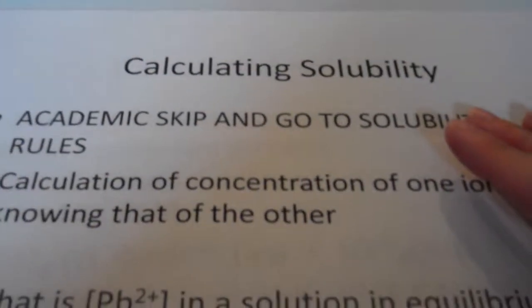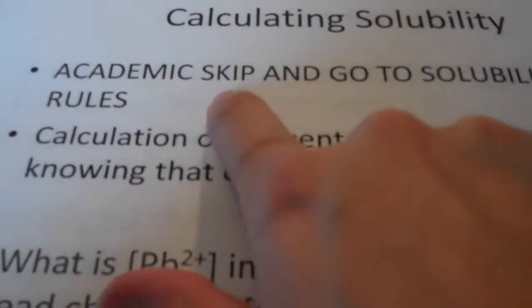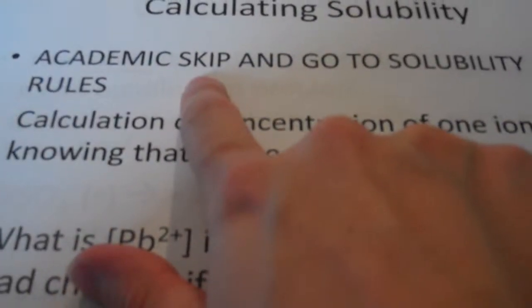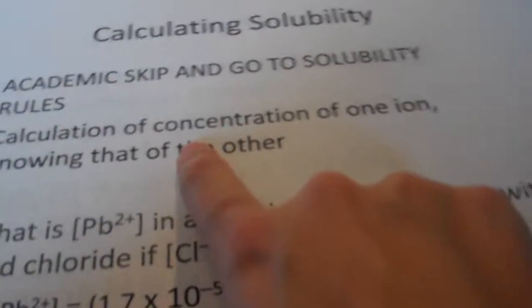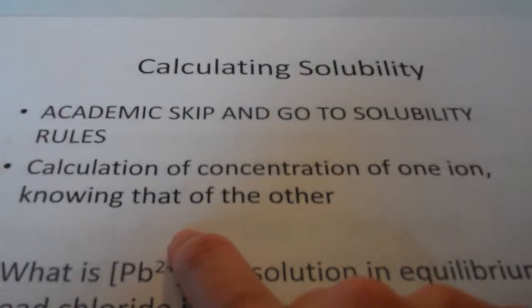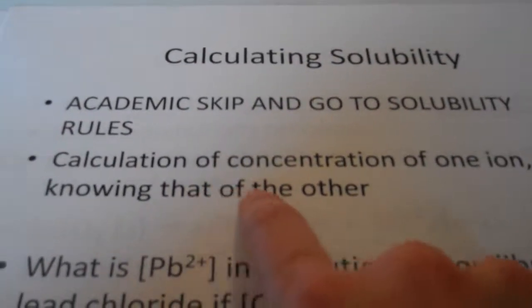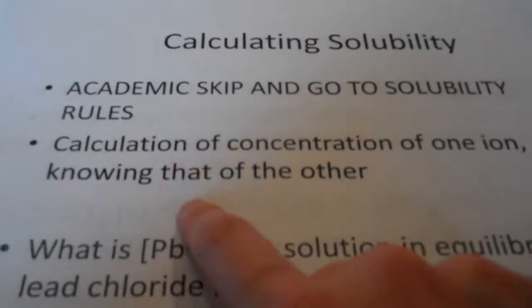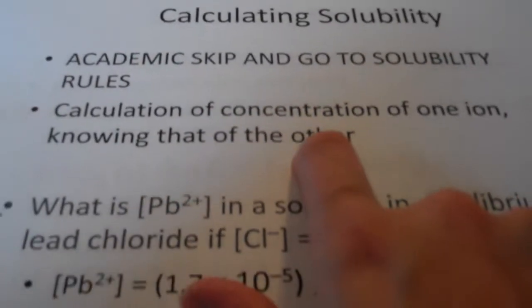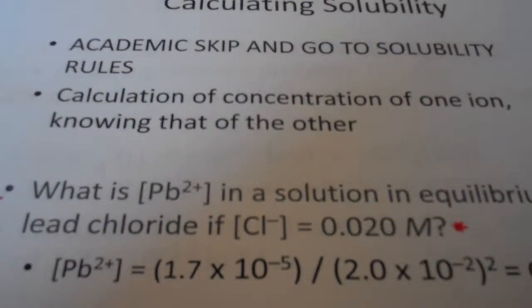Alright, so how can we calculate solubility? We have academic class. You can stop watching the video right now if you're watching it for a supplement. If you're in honors, which most of you are, please go ahead and continue listening. We're going to be calculating the concentration of one ion, knowing the other part. So we have to know at least one part of our concentration to be able to determine this.